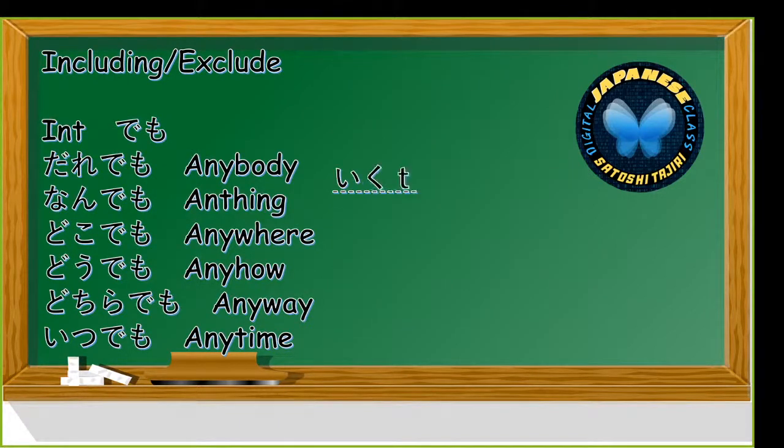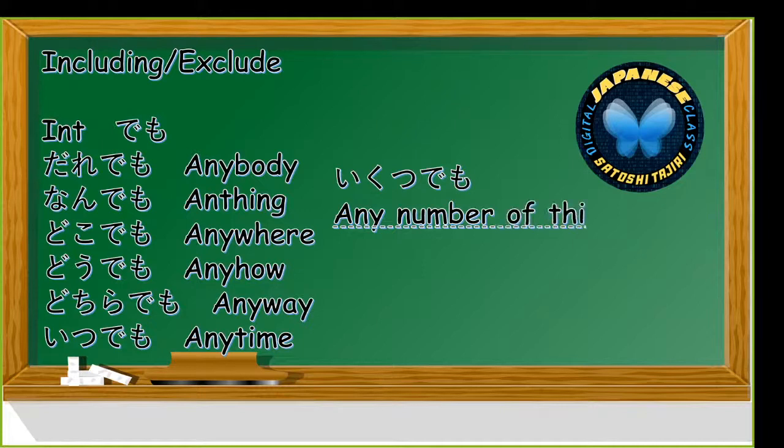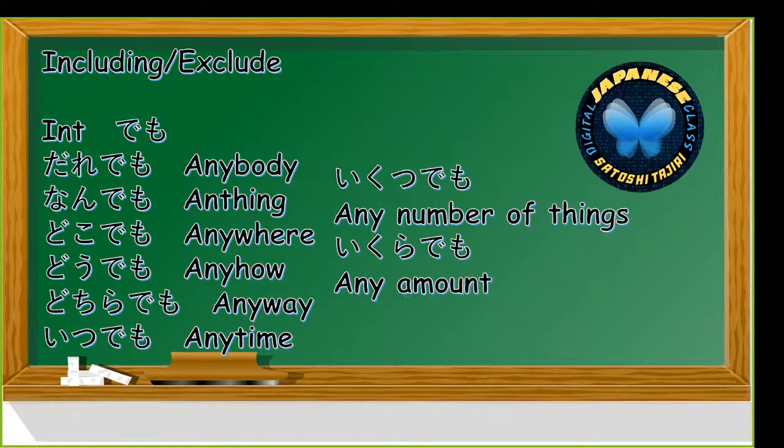Let's have our ikutsu demo. Ikutsu is how many, but ikutsu demo is any number of things. Then ikura means how much, but ikura demo becomes any amount. So that is for the interrogative and adding demo.